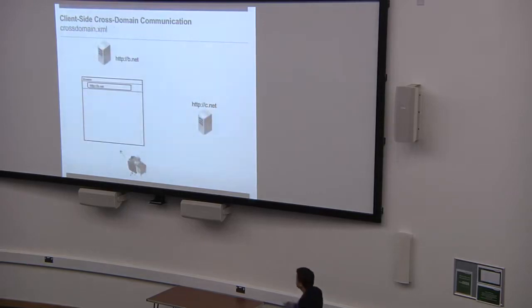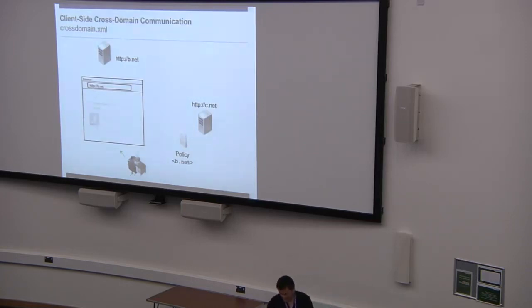So in the Flash case, we have two servers. One is called b.net, and the other one is c.net. And we again have a browser and a user in front of the browser. And the user visits b.net, and b.net somehow would like to consume data that is provided by c.net, and that is protected by the same origin policy. So basically via JavaScript, this is not possible. But the first thing that c.net has to do is to set up a policy for the Flash file. So c.net sets this policy and says, I would like to opt out of the same origin policy for b.net. So I would allow b.net to access data on my domain.